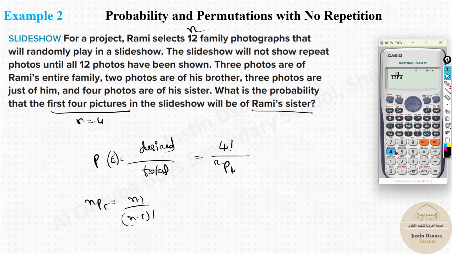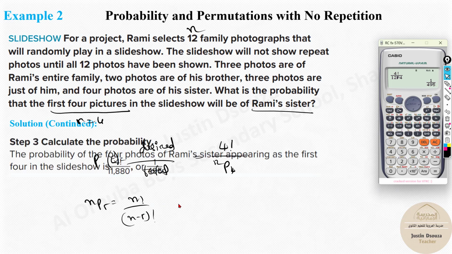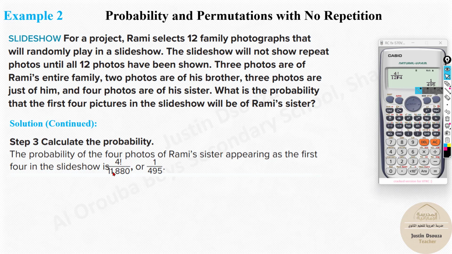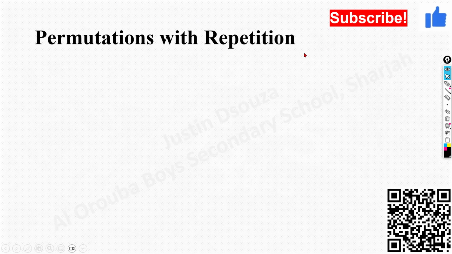And what is the desired one over here? It's 4 factorial. Now, where do you find factorial? Shift and the x inverse symbol gives you it. Now it's 1 by 495, that should be the answer. Here the total possibilities are 11,880, but we are having 4 factorial in the numerator, so it becomes 1 by 495. Now if they just ask you what is the total possibilities, this is the answer, 12P4. That's it. And now we will see another important type of problem, that is permutations with repetition.